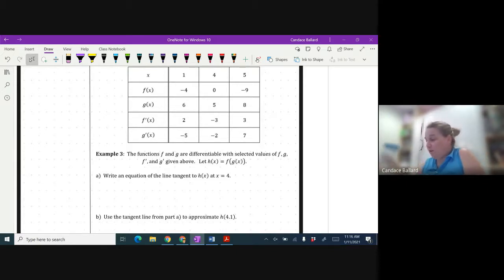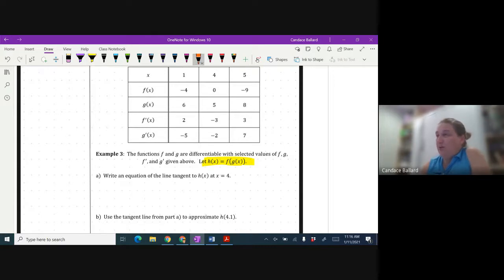So we've got functions f and g. It tells us that differentiable is selected values of f, g, f prime, and g prime in the graph above. Ooh, let h of x equal f of g of x. All right, so whenever you see this, hopefully it does not strike fear in your heart, okay? When you see that, what do you think of? What rule do you think of immediately?